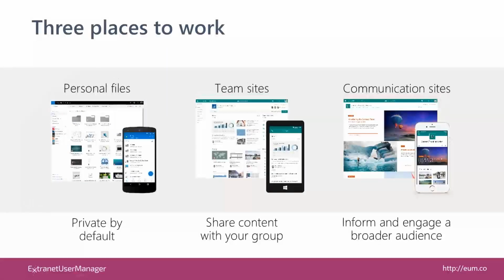This next slide actually came from Microsoft Ignite that ran last September. I'm really talking about the 3 types of places to work from a SharePoint point of view. We've got the personal, team, and communication sites. Personal files you'd know of as OneDrive for Business, and it's really a spot that's private by default. You can share files from there, but as you get into broader sharing, really team sites are the better place to do that. And that's where you share content with your group, as opposed to communication sites, which are really about publishing information and informing and engaging a broader audience, where you have a small number of publishers and a large number of consumers.